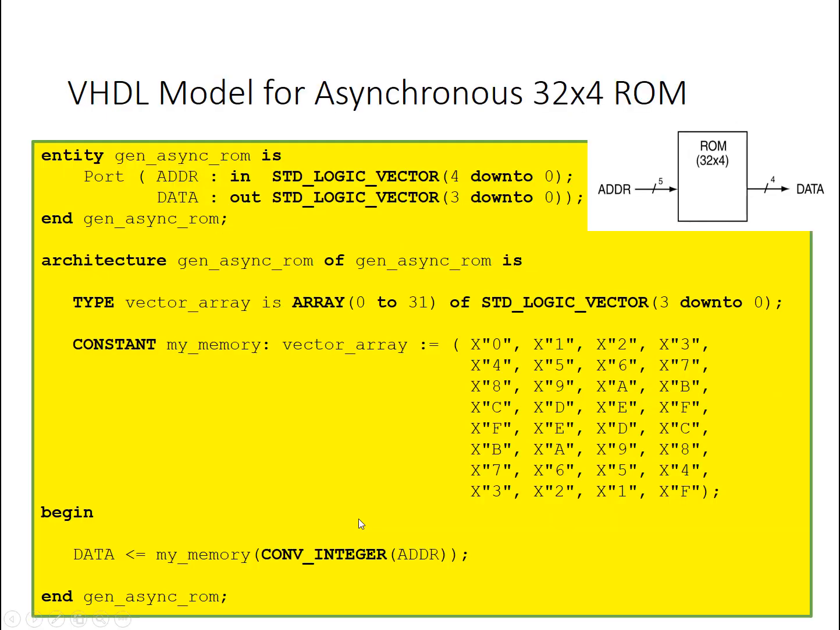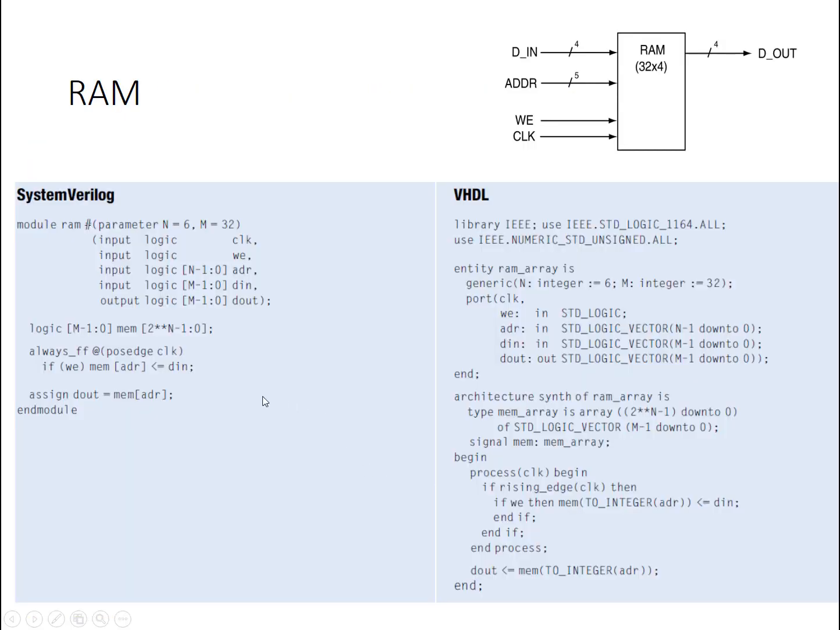In VHDL, you can do something very similar. Now for a RAM, remember the big difference here is that now I can also write to the memory in addition to reading from it.